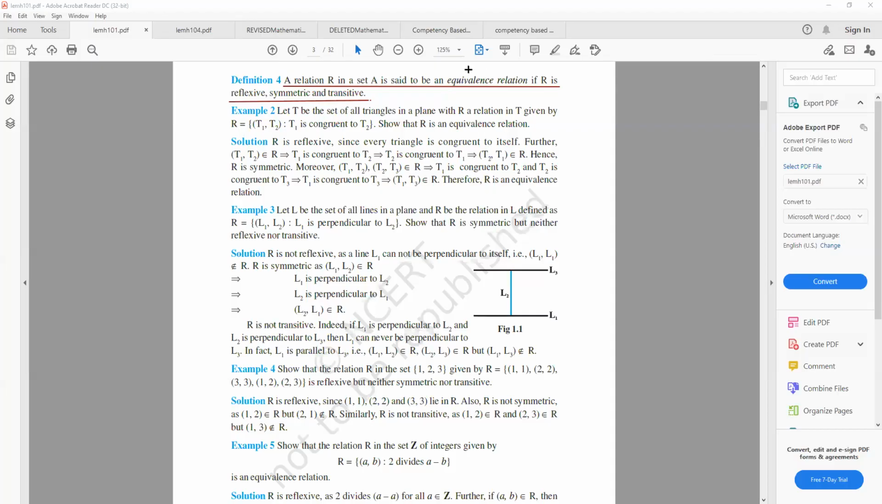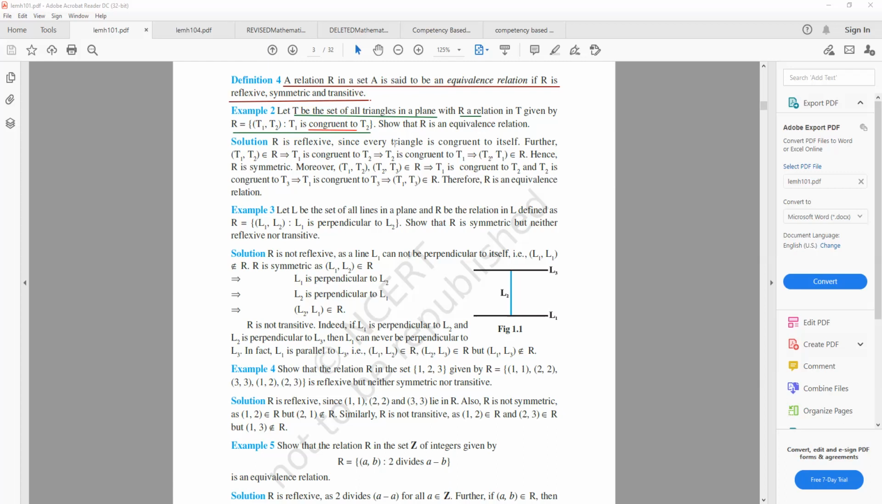Now see another example. Your set is a set of all triangles in a plane. Your relation is set of all ordered pairs t1 comma t2. T मतलब set of all triangles का set है, so सभी ordered pair t1 t2 आएगा if the triangle 1 is congruent to triangle 2. That means your relation is congruent to, this is your relation, congruent to. So question is show that R is an equivalence relation.